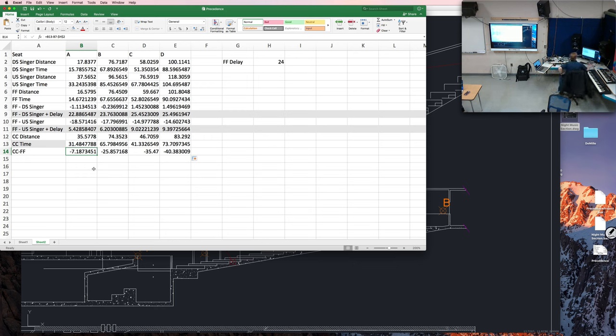And that gets me a bunch of negative numbers, which I don't want, right? I want positive numbers. I want the front fill to arrive first. And right now, the center cluster is arriving first, because it's physically closer to the seats than all of them when you count the front fill delay. So now I need to say, all right, I'm going to now delay my center cluster. So this will be center cluster minus front fill minus FF front fill delay.